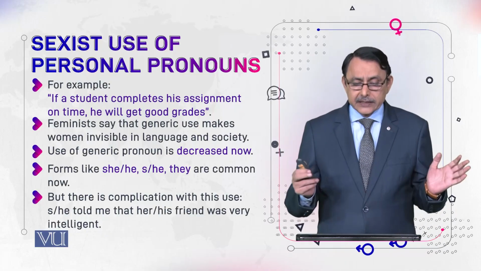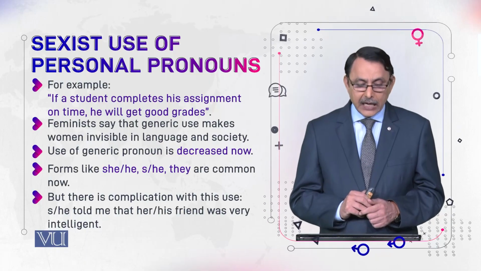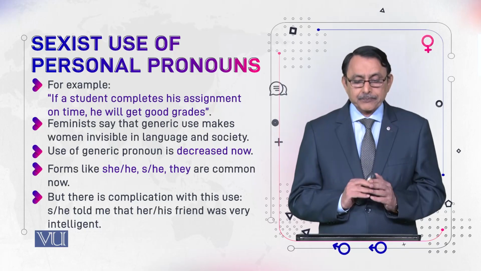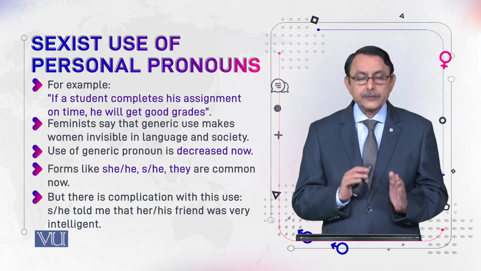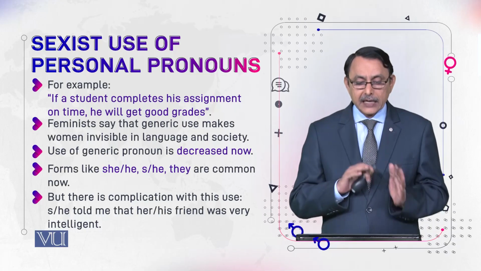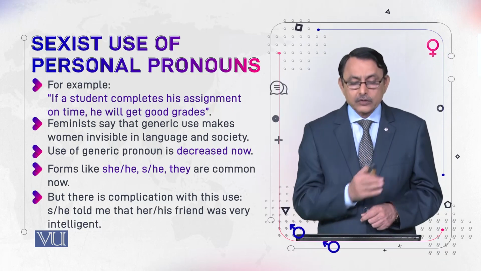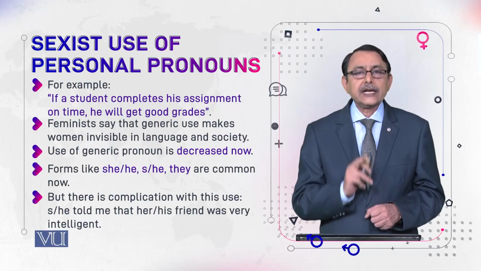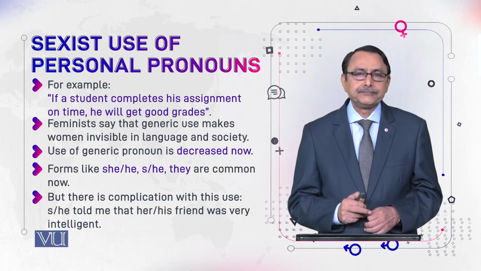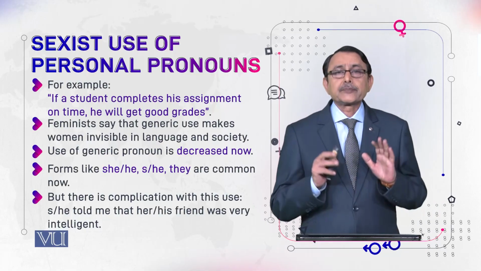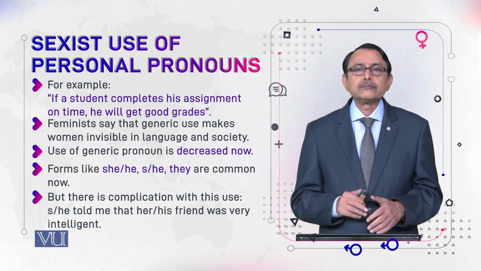But there is a complication with this use. For example, in this sentence, he or she told me that his friend was very intelligent, and throughout the sentence you will have to repeat his, her, and it looks very awkward. This problem has to be overcome in the use of personal pronouns.